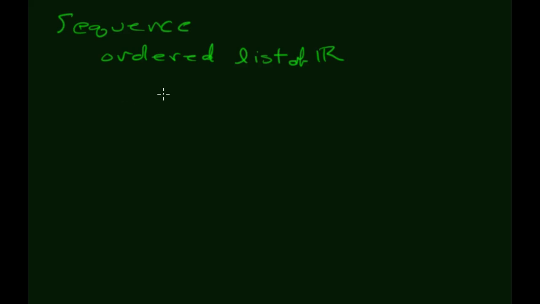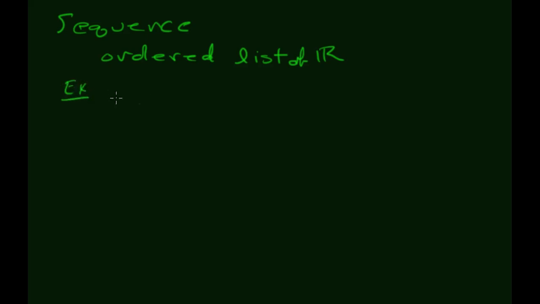Okay, so we're starting a new unit on sequences and series. The basic construct in this is what is called a sequence. A sequence is essentially just an ordered list of real numbers. So an ordered list of real numbers is basically what we got here.